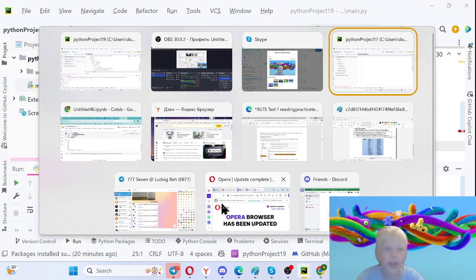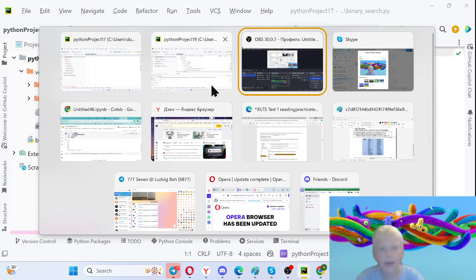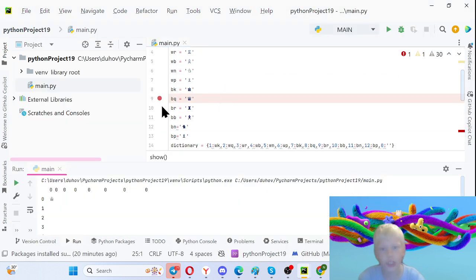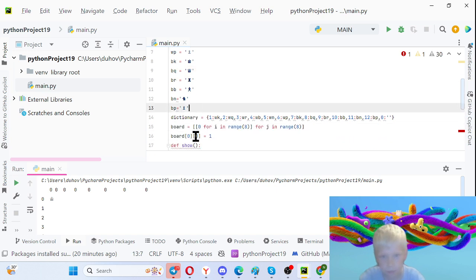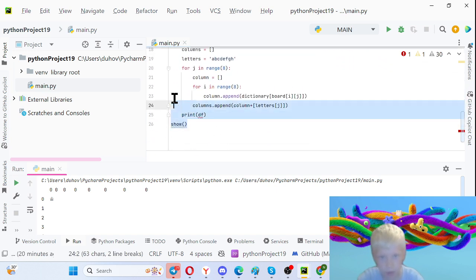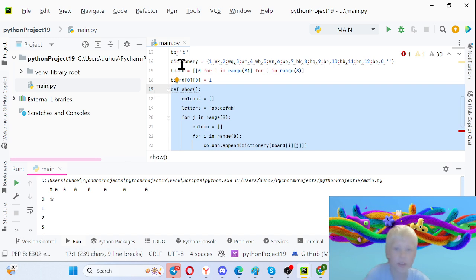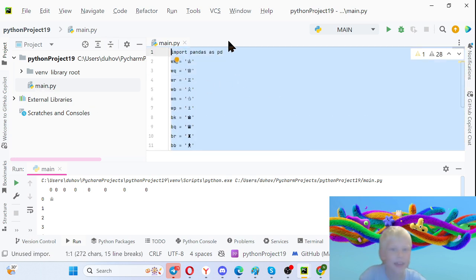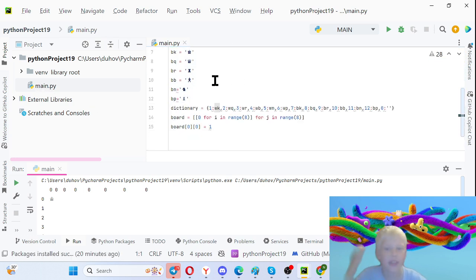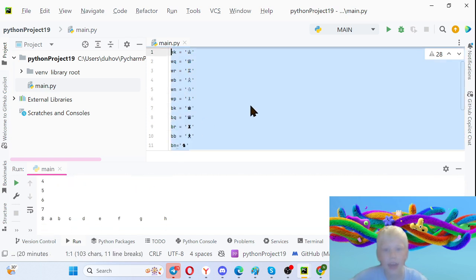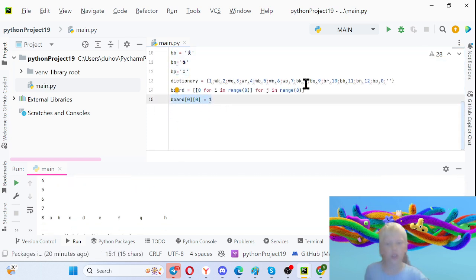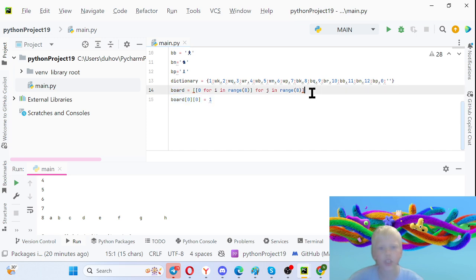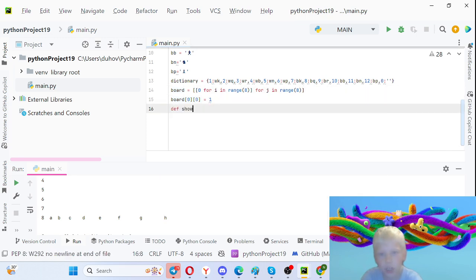And today we will make the game of chess. First of all, I already made these inputs before the lesson. The first feature is the king and the dictionary. First, we will make the function to show us the board.